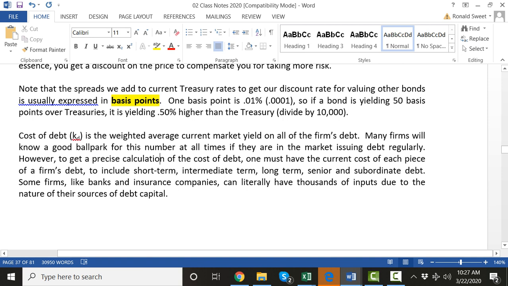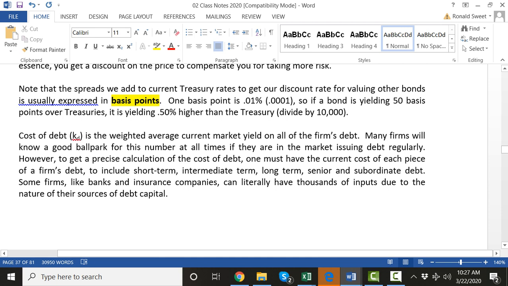But they will know the firm's cost of debt. It may be multiple pieces of debt. They may have some 1-year bonds and some 3-year bonds, some senior bonds, some junior bonds, bonds that have collateral, bonds that don't have collateral. They'll know the weight of all of those costs of debt, and they will be able to give you a cost of debt.